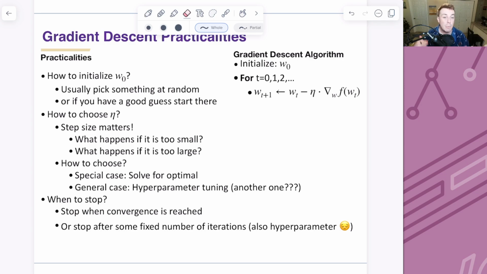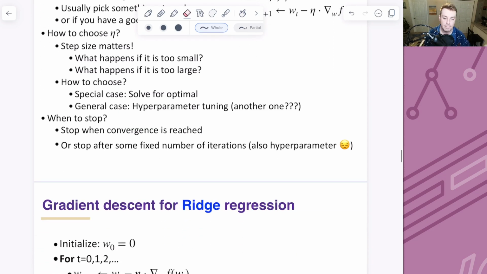We also said when to stop, which could be when you reach some convergence, you haven't moved too far, or in certain cases, in particular with deep learning and neural networks, we are sometimes concerned that running gradient descent too long may actually lead to overfitting to our training data. And so oftentimes one form of regularization is to stop gradient descent after a certain number of iterations. And that, again, is yet another hyperparameter. We'll talk more about that later when we get to deep learning.